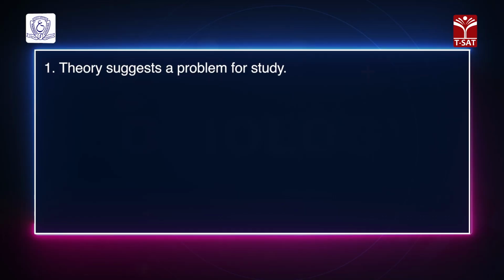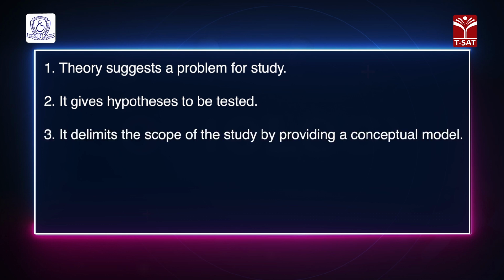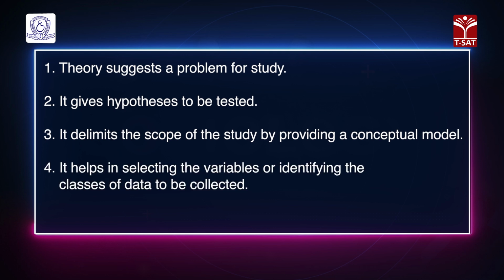Role of theory in research. The role of theory in research is studied in various aspects. 1. Theory suggests a problem for study. 2. It gives hypotheses to be tested. 3. It delimits the scope of the study by providing a conceptual model. 4. It helps in selecting the variables or identifying the classes of data to be collected.